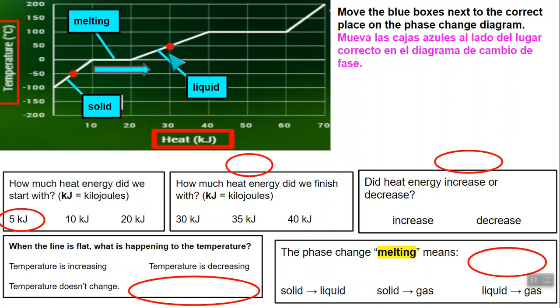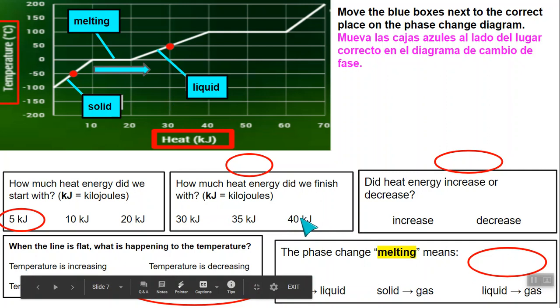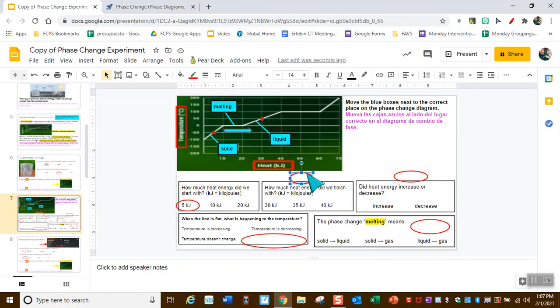So how much heat energy is this? Let's go down the graph. How much heat energy did we finish with? 30 kilojoules, 35 kilojoules, or 40 kilojoules? 30 kilojoules, right? If we go down, it's 30 kilojoules. Easy, right? We started with 5 kilojoules and we finished with 30 kilojoules.